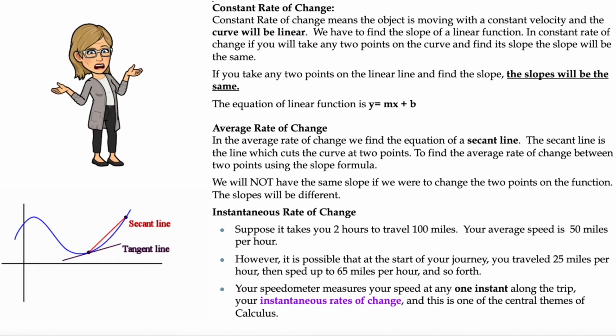On our next slide here, we talk about the constant rate of change, which means that the object is moving with a constant velocity and our curve is linear. So the typical slope that we've been using, where the slope is the same, directly correlated to y equals mx plus b. Y equals mx plus b is when we have a constant rate of change. We are always rising 1, running 2, rising 1, running 2. This remains the same throughout the entire linear line.